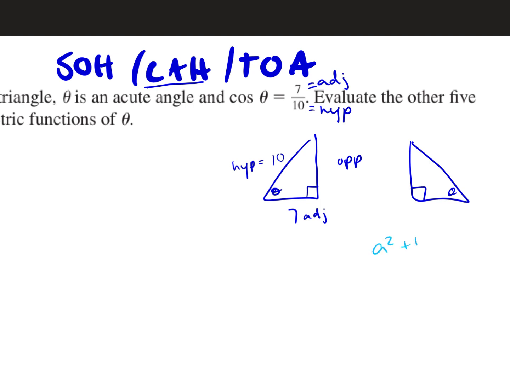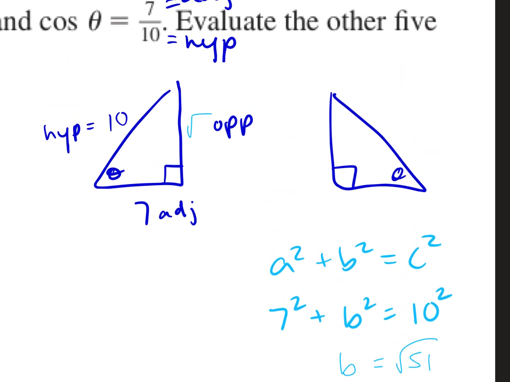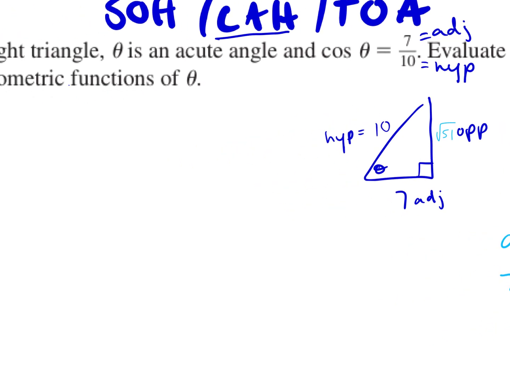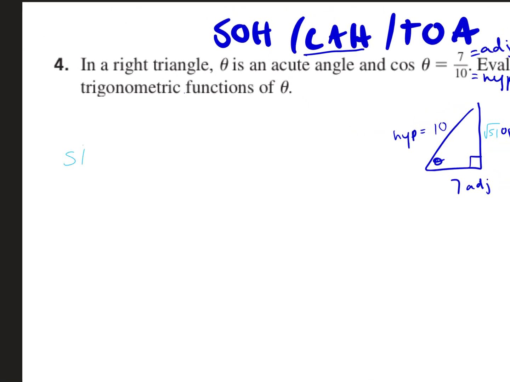A squared plus b squared equals c squared. What's my a squared? 7. So 7 squared. What's b squared? Just b squared. We don't know what that is yet. And what's c squared? 10 squared. What did you get for b squared? Square root 51. Perfect. So our opposite is square root 51. Can that be simplified? Did we try? Okay, good. So let's find our 5 remaining trig functions.